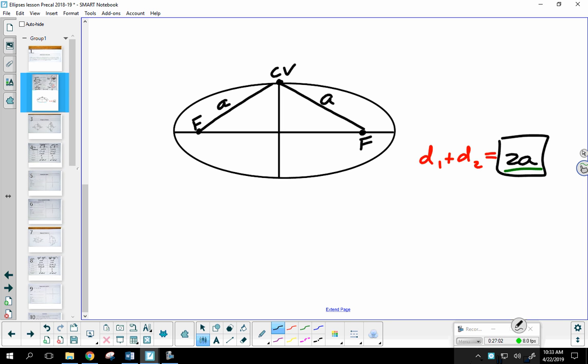That would be A units. Now help me out from the construction, the other distances. What's the distance from a center to a co-vertex? B. From a center to a focal point? C.